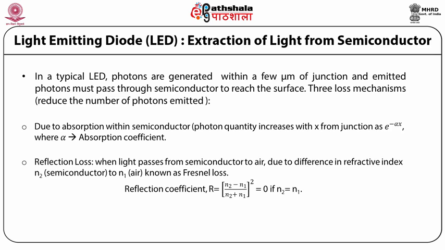When light passes from the semiconductor to air, due to the difference in refractive index, N2 for the semiconductor and N1 for air, there is a loss known as Fresnel loss. So the reflection coefficient is R equal to (N2 minus N1) by (N2 plus N1), to the power 2, which is equal to 0 if N2 equals N1.